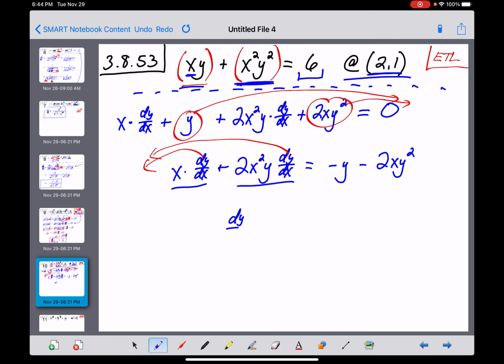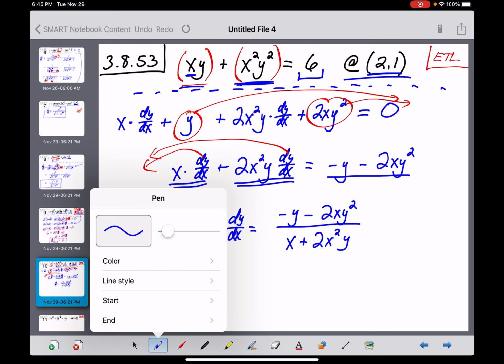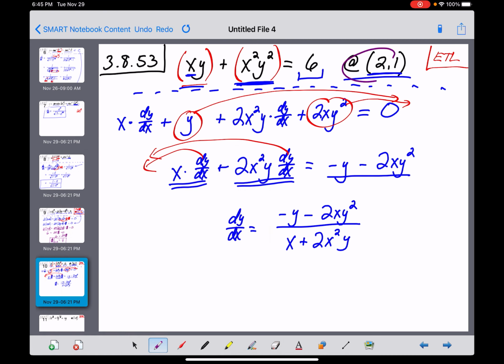So we're going to end up with dy/dx is equal to, this right side now becomes my numerator, negative y minus 2xy squared, and my denominator is what would be left here on the left after you pull out the dy/dx's. So that would be an x plus a 2x squared y. So there's our derivative. And now, guys, they're asking me to evaluate it at the point (2, 1). So dy/dx evaluated at the ordered pair (2, 1) would equal, all right, let's get to it.